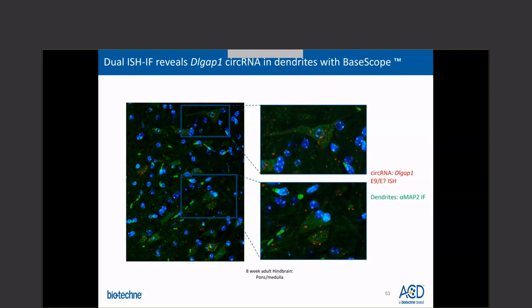As mentioned earlier, the Fast Red from the BaseScope signal fluoresces red, and a fluorescent labeled antibody was used for the detection of MAP2. This provides a nice contrast and more distinct visualization of the DLGAP1 circular RNA within the dendrites.